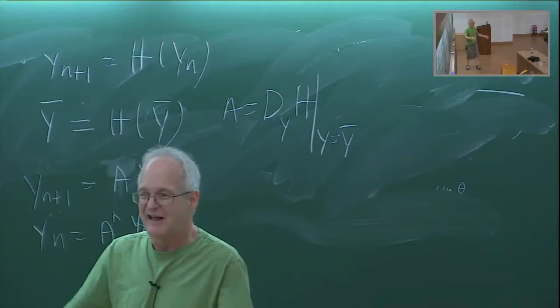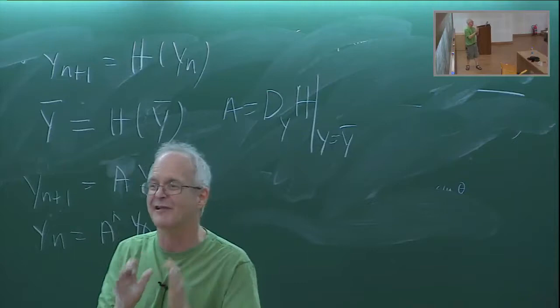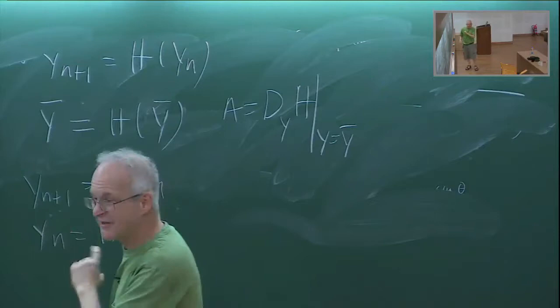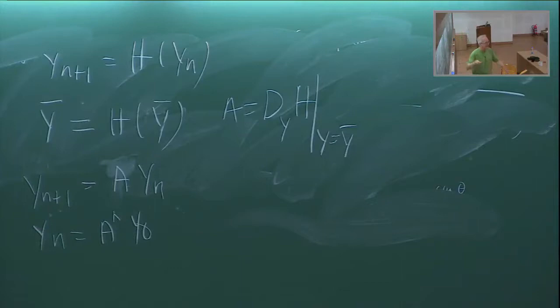And what that means is you want all the eigenvalues of A to have magnitude less than 1. So that's what we need for stability. So let's study the stability of synchrony by taking the derivative of g, okay?